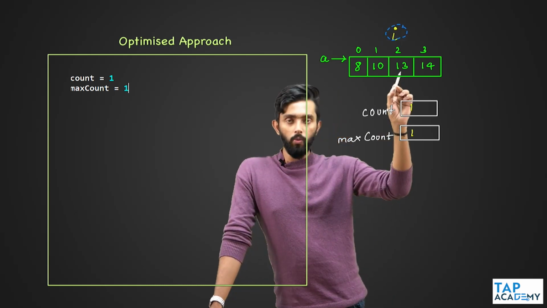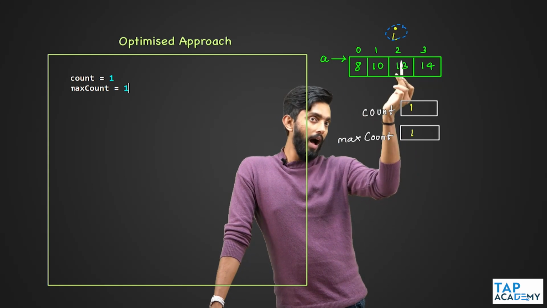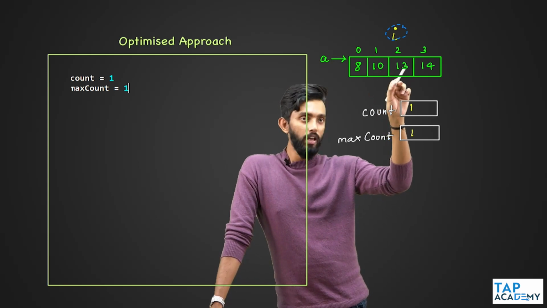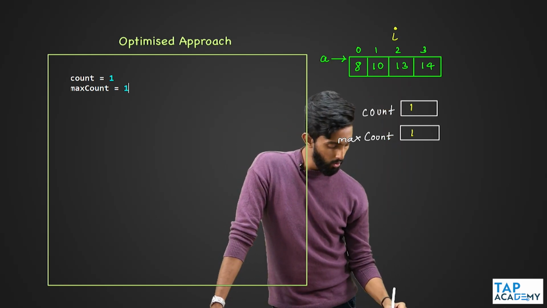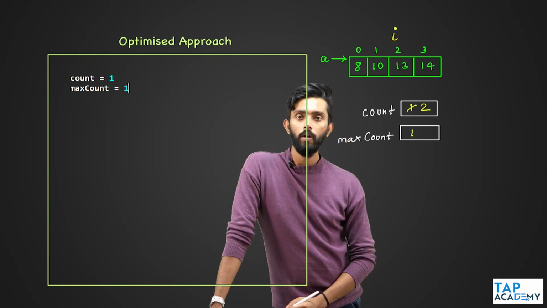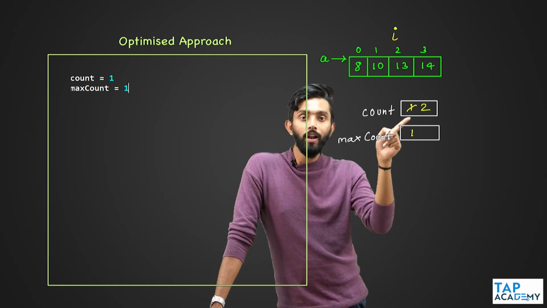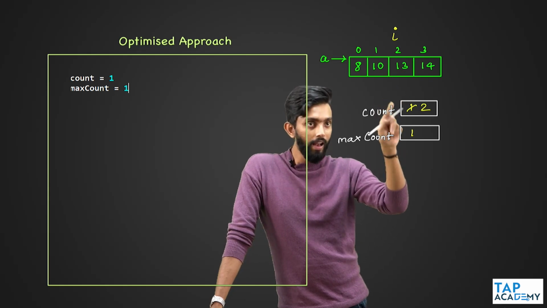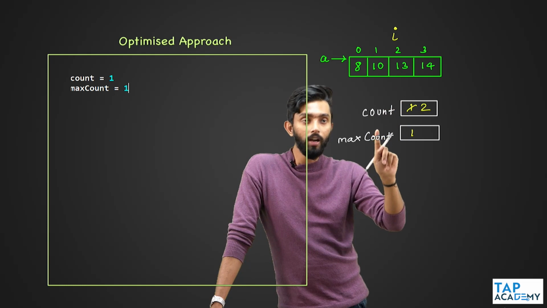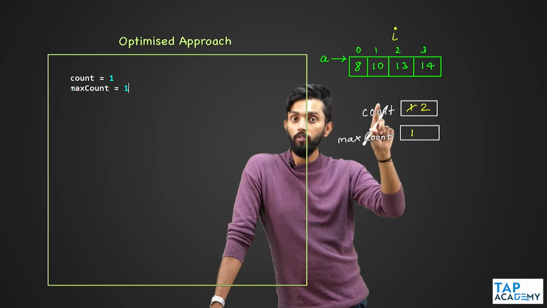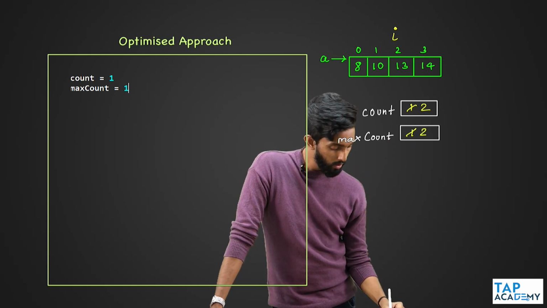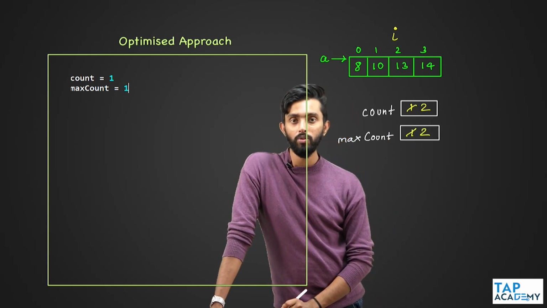If i moves forward, then watch it here. i and i minus 1. This is odd, this is even. Yes, the condition is satisfied. If the condition is satisfied, I will just go and increment the value of count. Whenever I increment the value of count, or whenever my alternating even odd condition satisfies, I will increment count and also I will check whether count is greater or max count is greater. Which is max? You know count is greater, which means whatever is the value of count, I will assign it to max count. Any confusion till here?